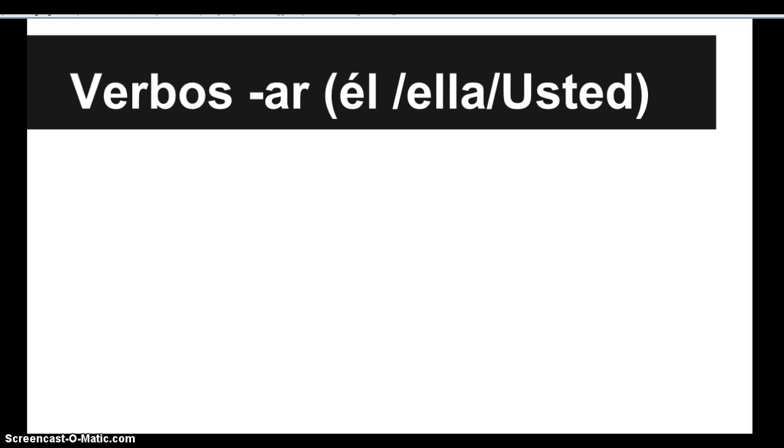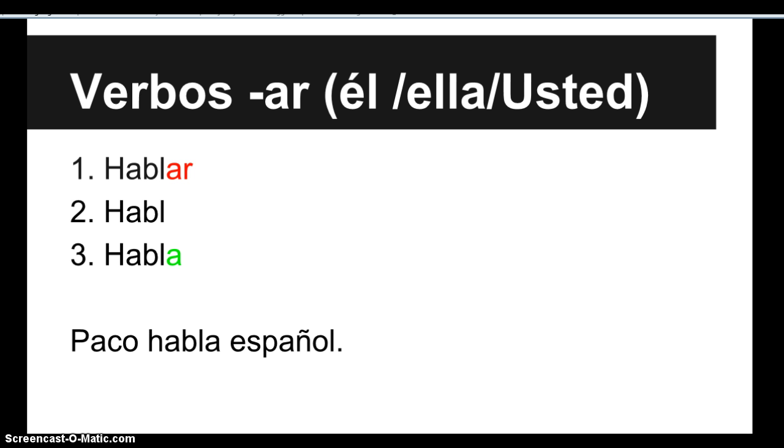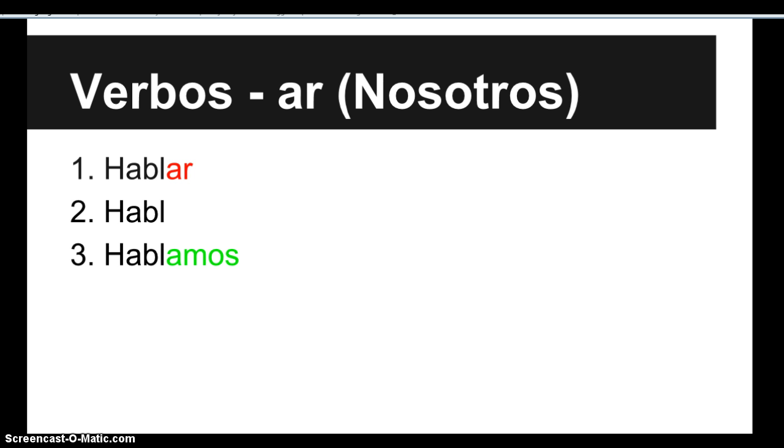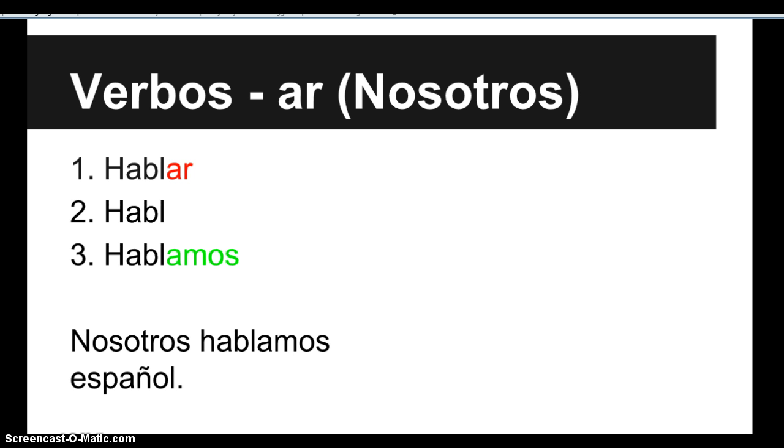And then the next form would be él, ella, usted. So this is the third person singular. So same kind of concept. Hablar, adios AR, habla, A. A is the special ending. So Paco habla español. A, the special ending. Nosotros, same concept. Hablar, adios AR, hablamos. Nosotros hablamos español. So amos is our special ending.